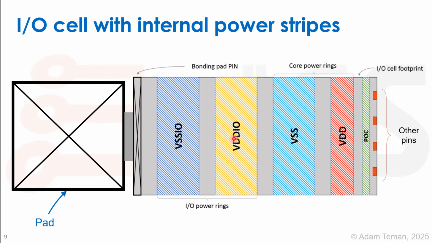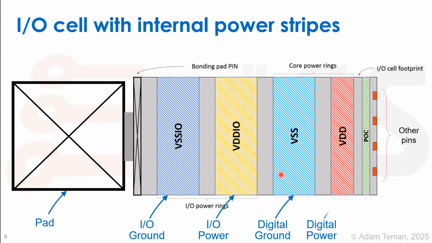Then inside we have these power rings. So we have 4 rails over here. 2 of them are for IO power and ground. Remember that our IO voltage is often going to be higher than our core voltage, and it has an IO ground associated with it. A lot of times the IO ground and the core ground are going to be shorted together, but you can separate them to provide lower noise and so forth on this power domain.